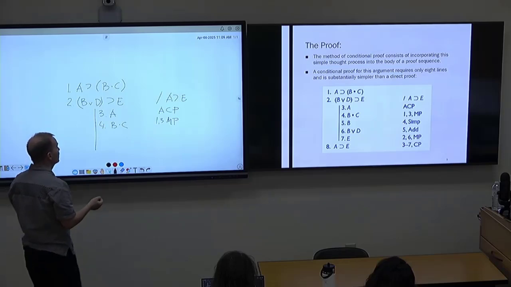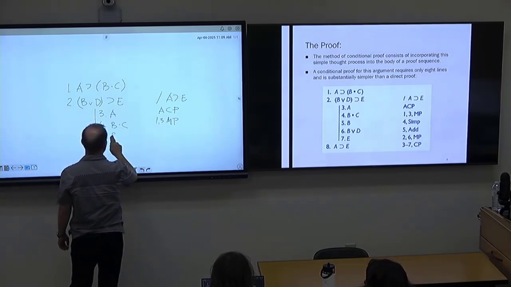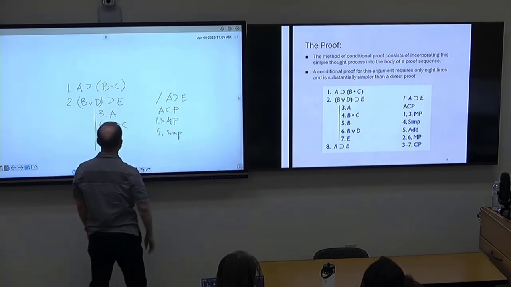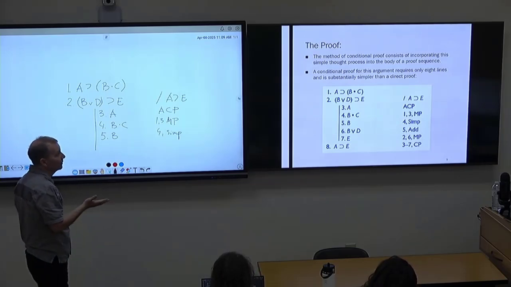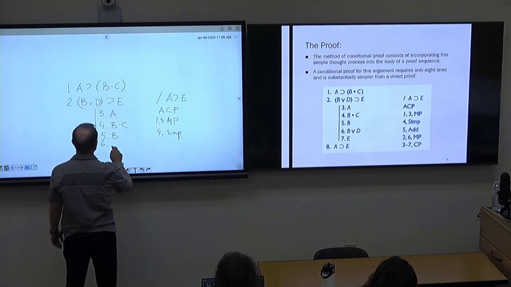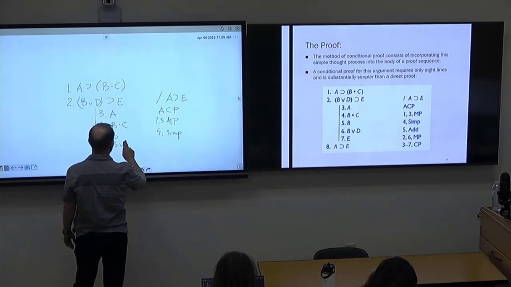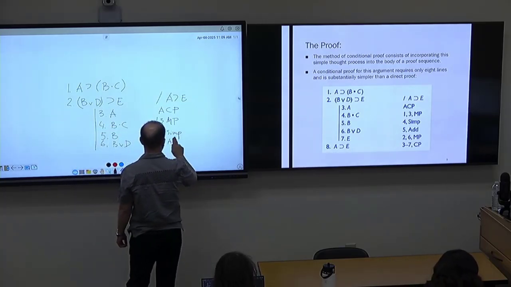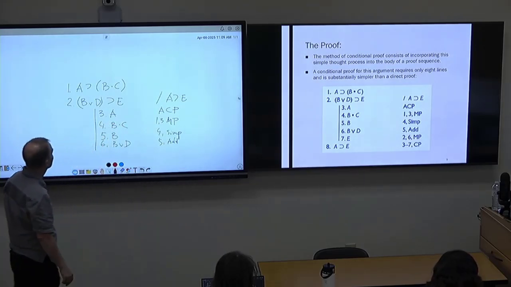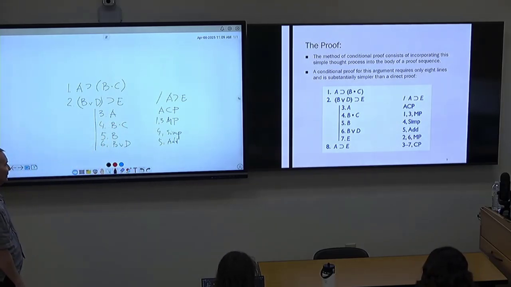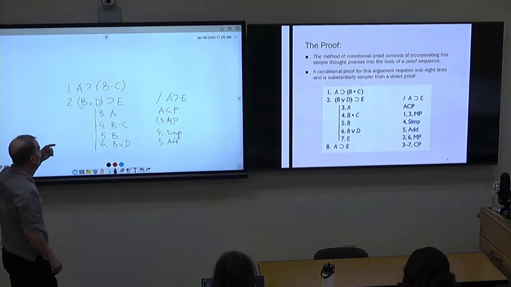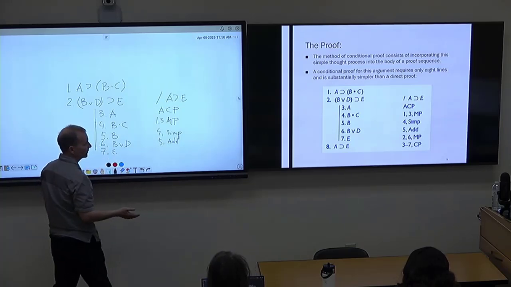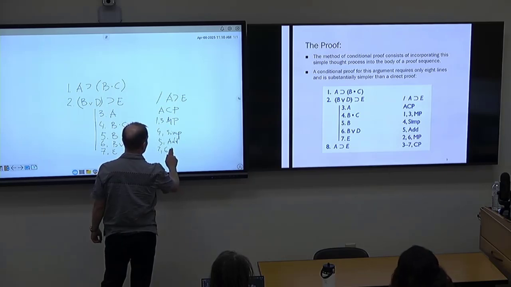Then you can simplify it, just B, dropping C. Then you can add, remember that's another valid way to do it, B or D. You're adding D here, so that's addition. And you see, once you have B and D here, that gives you E. That's just modus ponens, 2 and 6 modus ponens.